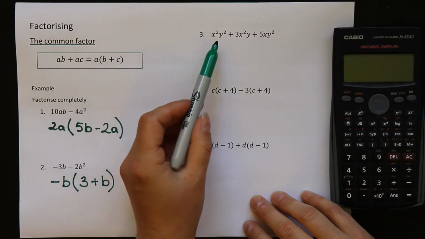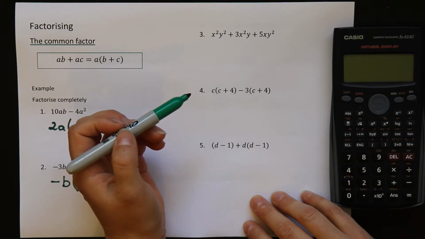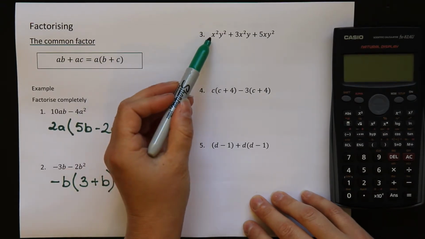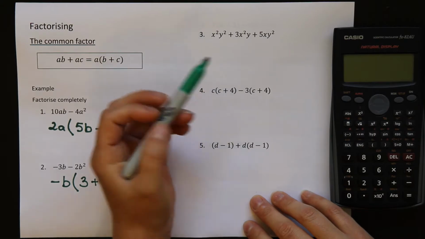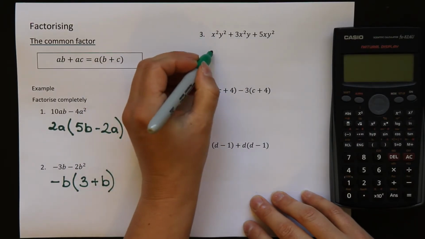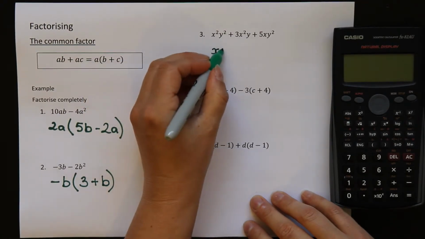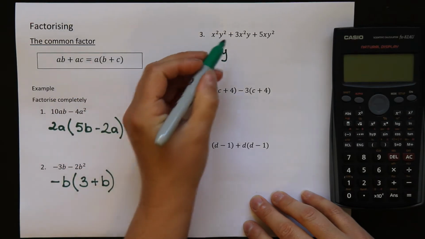Question 3, I have 3 terms. I just need to find a common factor in all of them. Well, the first term doesn't have any numbers, so there's not going to be a number factor, but each term does have an x, and each term also has a y. So x, y is my factor.